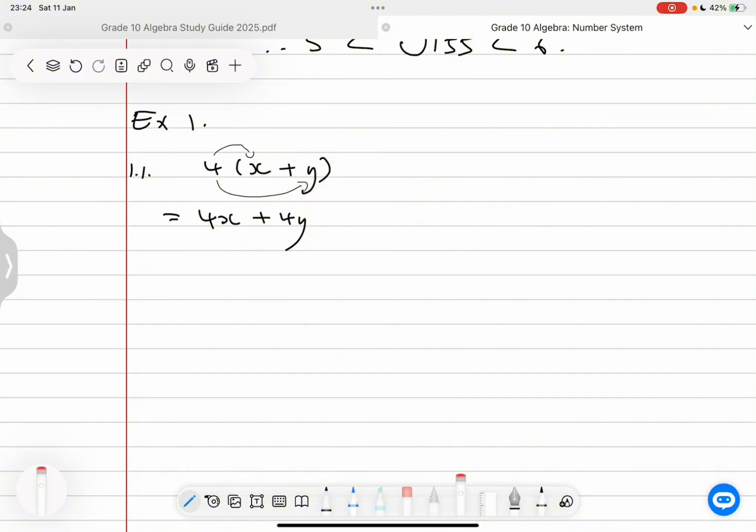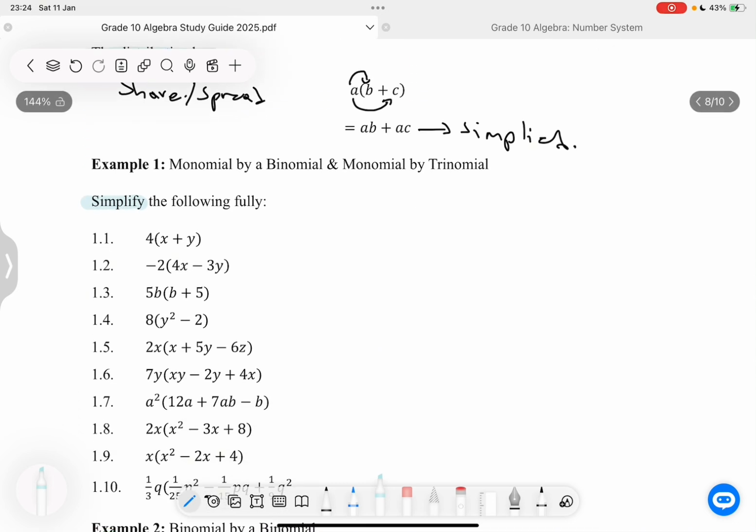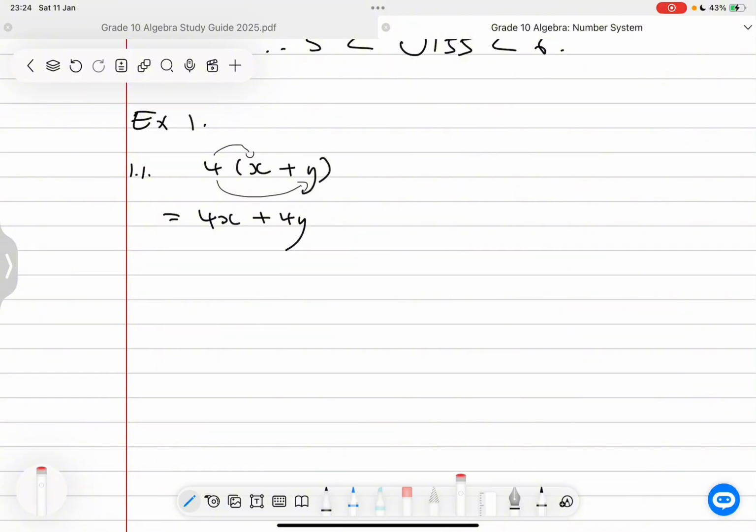Now, this positive here, we keep it as it is. It comes down as it is. At this stage, there's nothing more we can do. We cannot combine these two. They're different. They are unlike terms. You can't combine them. They're not the same. So that means it is simplified. The second question, 1.2, it has negative 2 times 4x minus 3.